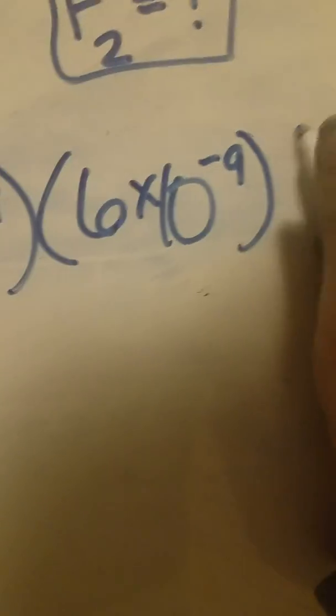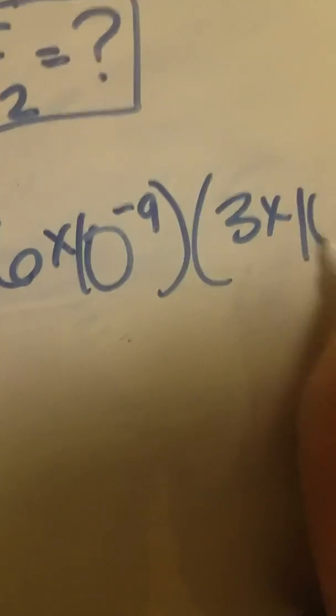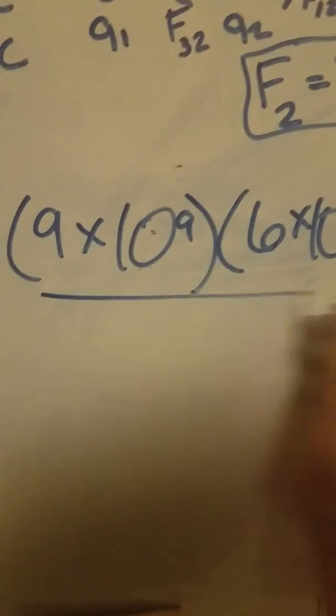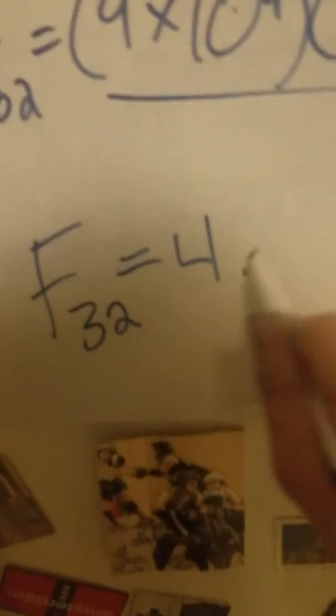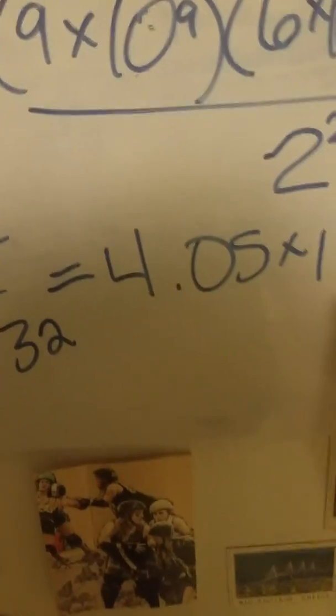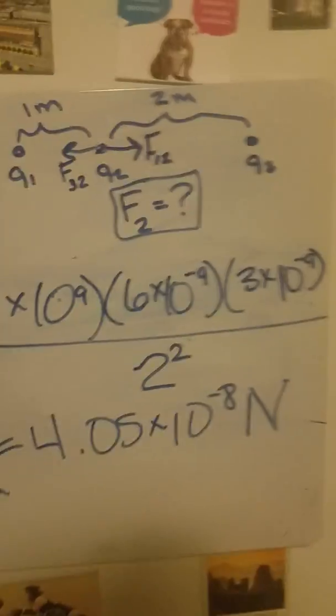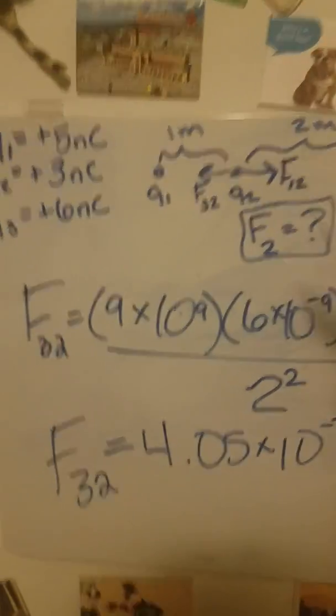Okay. Now let's find F32. Same thing. K. Q3, which is 6 times 10 to the negative 9th. Q2. Then divide by that distance between them, which is 2 meters. And I get that F32 is equal to 4.05 times 10 to the negative 8th newtons. Again, that is just the amount, just the magnitude. It is pointing to the left.